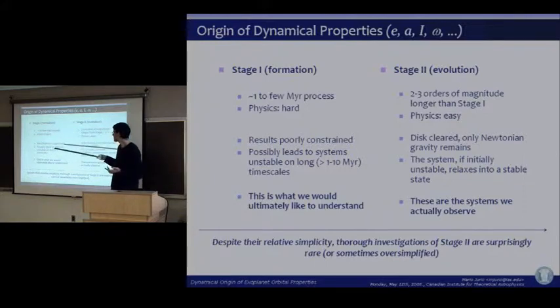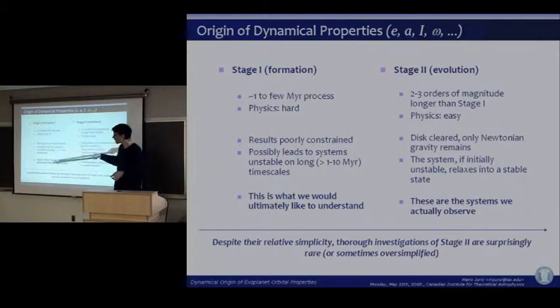This process is very poorly constrained, and people like Andrew and Yoram can tell you all about this, but the physics here is very hard and difficult. But the only thing we know is that the process is relatively fast, so it lasts for a couple of million years, and it may possibly lead to systems that are unstable on longer timescales. But this is ultimately what we would like to understand, this stage 1 planet formation. After this happens, there is a few orders of magnitude more of dynamical evolution that these planets go through.